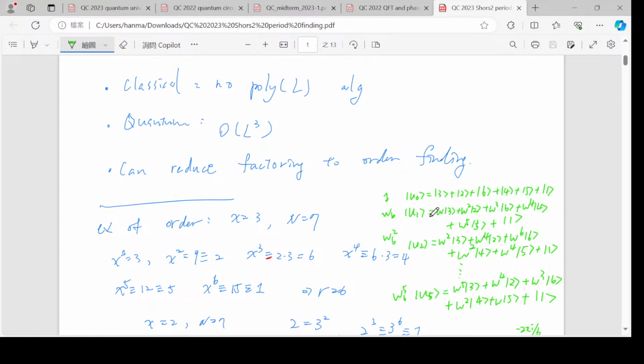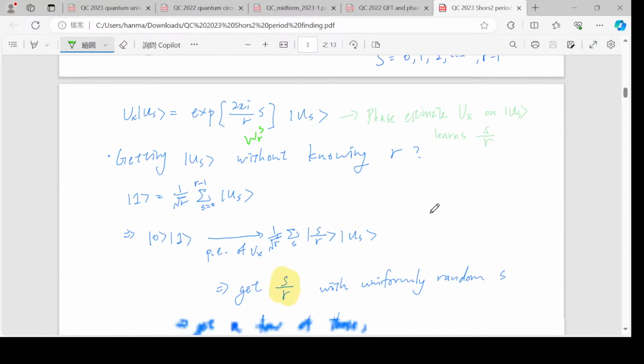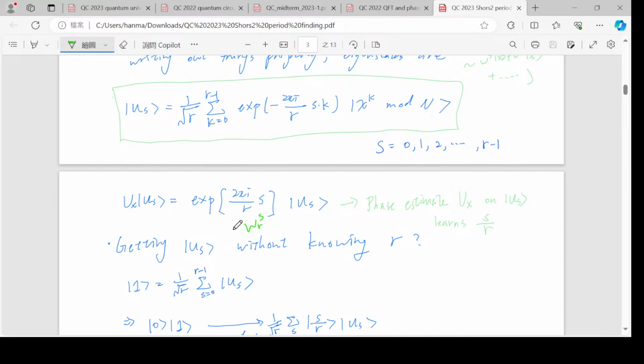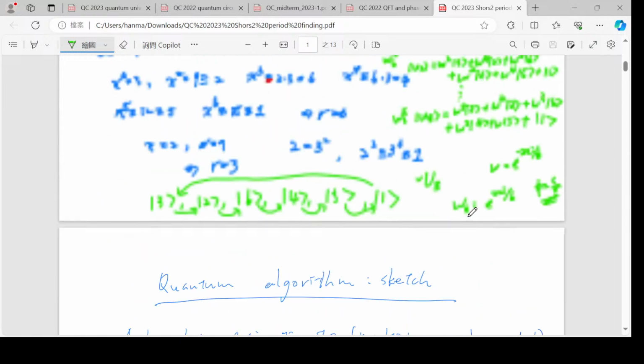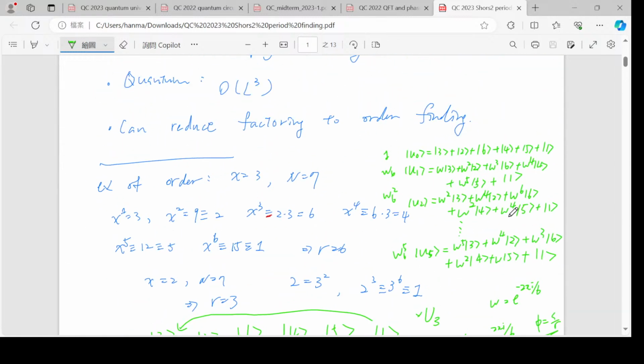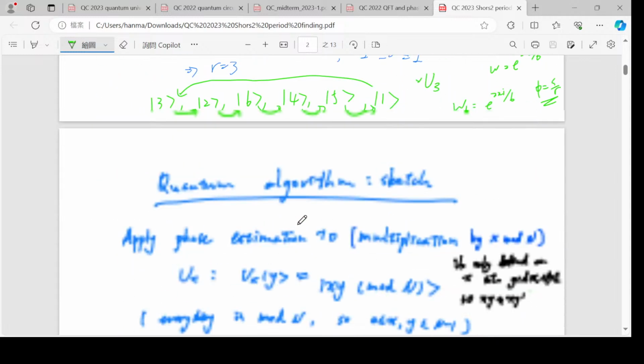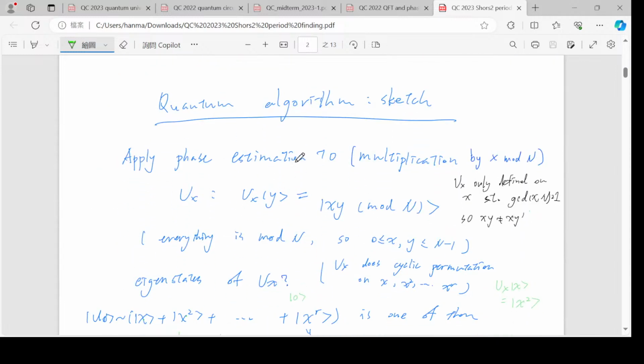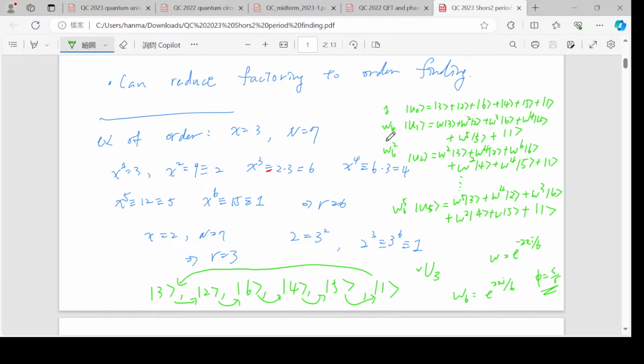Anyway, then we find that the eigenvalue is e to the 2 pi i s over R. And in terms of phase estimation, the phase we find will be s over R. So if we take any one of those states into phase estimation with respect to this multiplication unitary U_x, you will get s over R. But it's hard to construct those states. To construct those states, you actually need to know R to get the superposition of those.